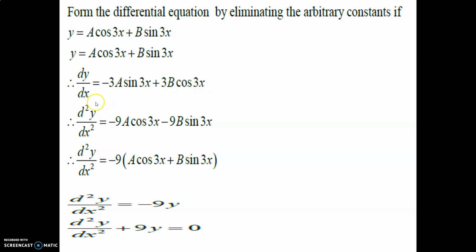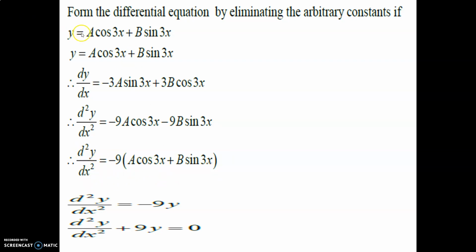Now, we have to take derivative again with respect to x to both sides. d square y upon dx square is equal to 3 remain as the same. What is the derivative of again sin 3x? It is exactly cos 3x into 3. What is the derivative of cos 3x? It is exactly minus sin 3x into 3. 3 into 3, 9. So that's why we derive minus 9a cos 3x minus 9b sin 3x. Minus 9 we have to take common. Minus 9 into a cos 3x plus b sin 3x is d square y upon dx square.